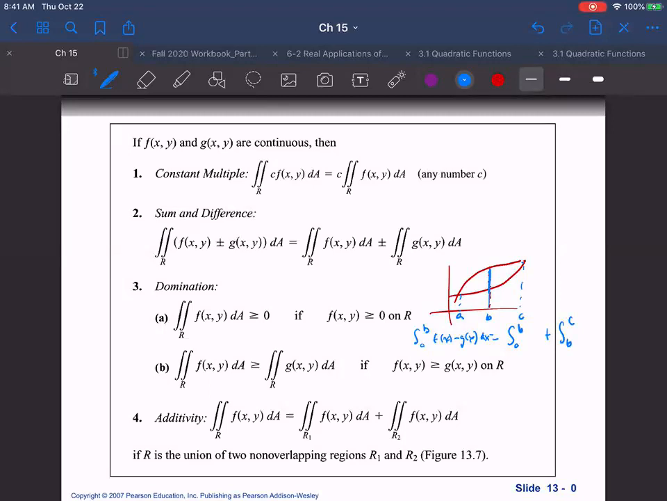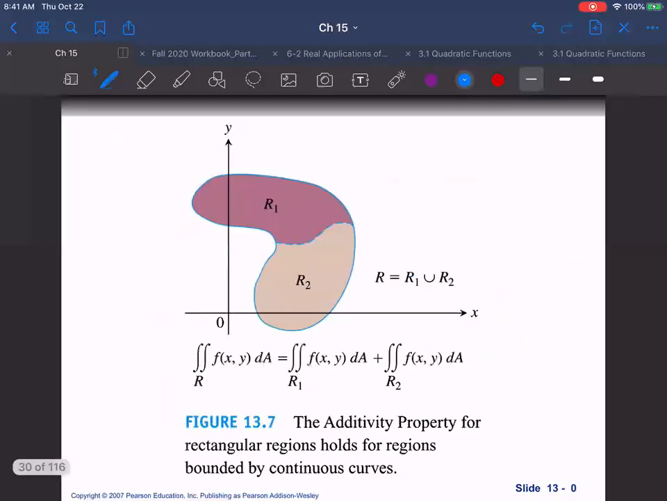You can split it up into different regions. If you have certain bounds and limits that work in one region and then you have to change them as you go to another, it can help you do things that you maybe would have trouble doing otherwise. And there's a picture showing that right there, where you could have this first region and the second region, and you could do them separately.